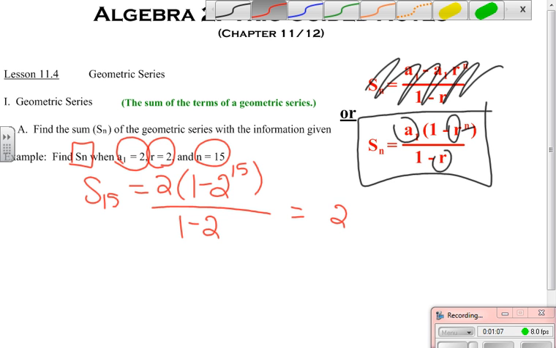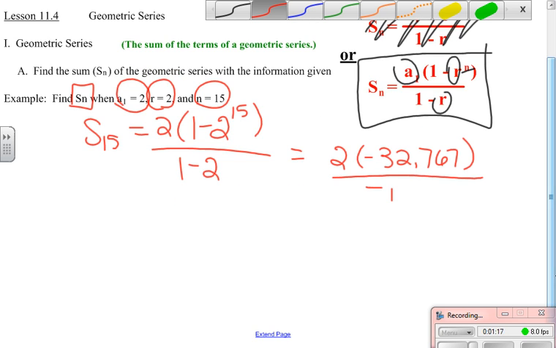This becomes 2 times negative 32,767 all over negative 1, which is positive 65,534.